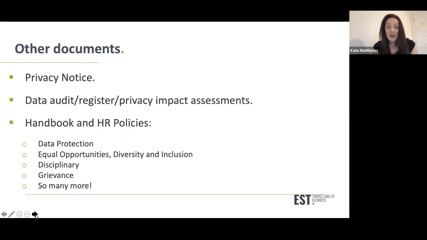So I also really advise that you invest in a handbook and HR policies. Sometimes they can all be part of one longer document, but more and more often we find these days that companies will have an overview handbook, which is really nice because you can brand it. It can be very much in your own language. It can be quite upbeat.